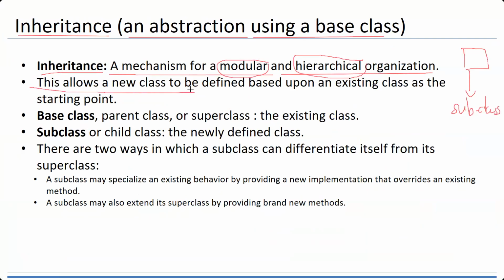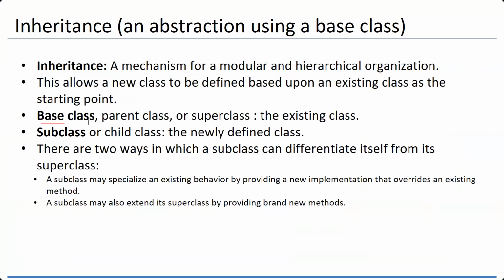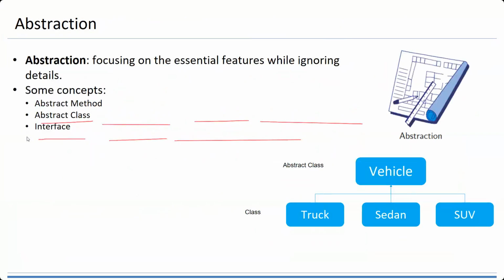This allows a new class to be defined based upon an existing class as the starting point. We call it the base class or parent class or superclass. This is the existing class. And there will be a subclass or child class. So this is the newly defined class. So this is the same as what I explained to you. This is the superclass, this is the parent class, or this is the base class.